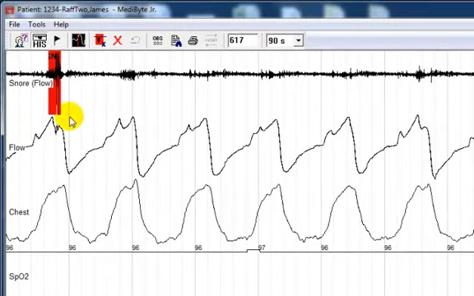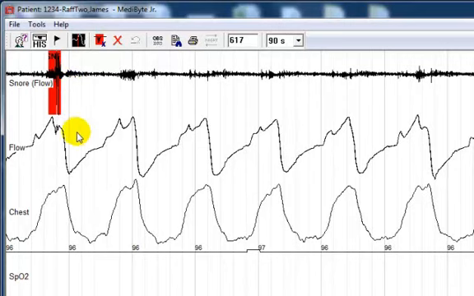Now let's start at the top of the screen. Here we see the snore channel. There's not very much snoring going on. The snoring in this instance is reflected as high frequency vibrations collected from the oral nasal cannula. Braybon uses a patented oral nasal cannula, which is not used by other companies. This is because people breathe through both their nose and their mouth during the night, and it's important to use an oral nasal cannula to capture this important information.